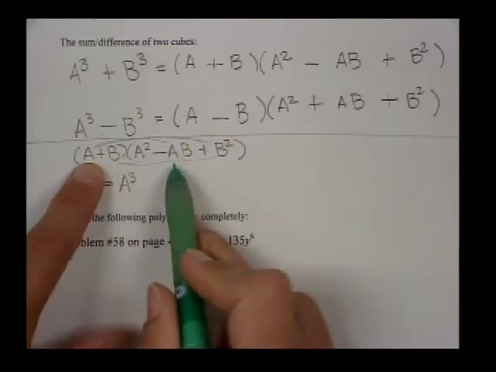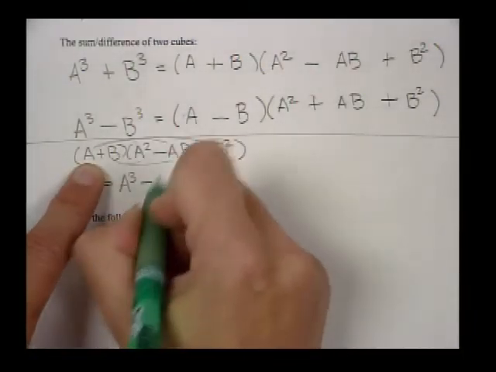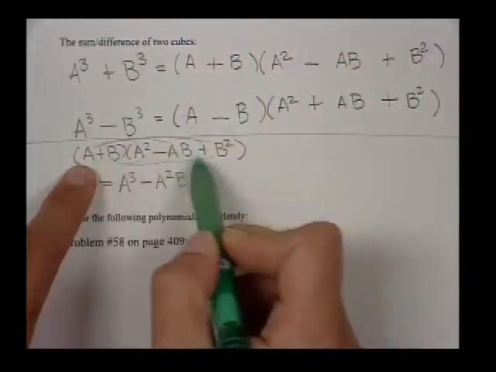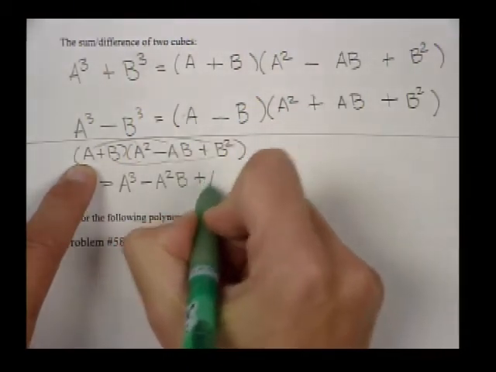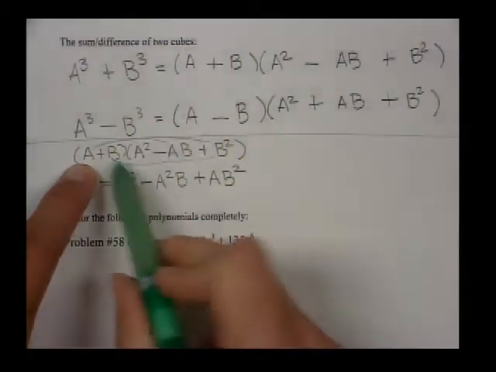A times negative ab, well, positive times negative is negative. A times a is a squared, so we have a squared b. And then a times positive b squared, so positive times positive is positive, and that's just ab squared. Okay, so now I've done the a to all three terms.